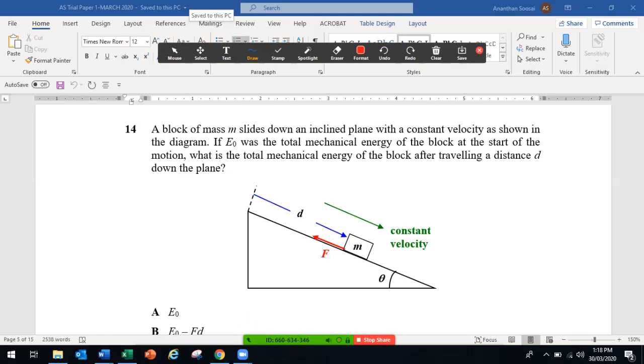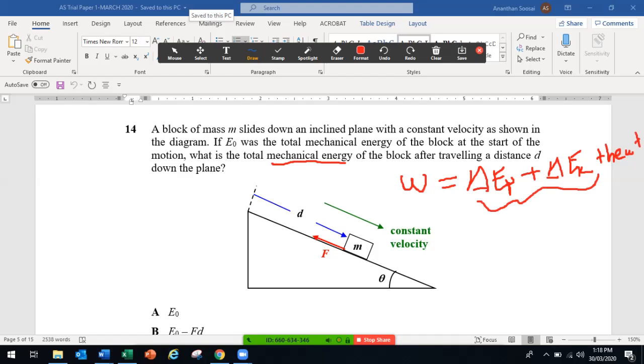Okay, what is meant by mechanical energy? The EP plus EK is the mechanical energy. So work done by the thrust equals what? Gain in EP plus gain in EK plus the heat, right? The heat, or work done by the friction. This is your mechanical energy. Your EP plus EK is mechanical energy.